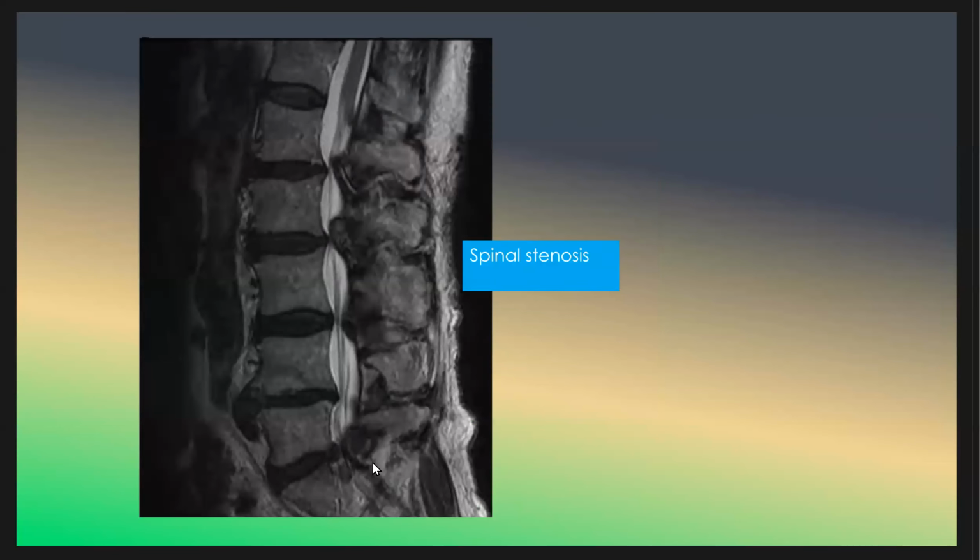This patient has multiple hourglass deformity, and this is a classic patient with spinal canal stenosis. And we see the discs are diffuse in signal intensity with some Modic changes here.